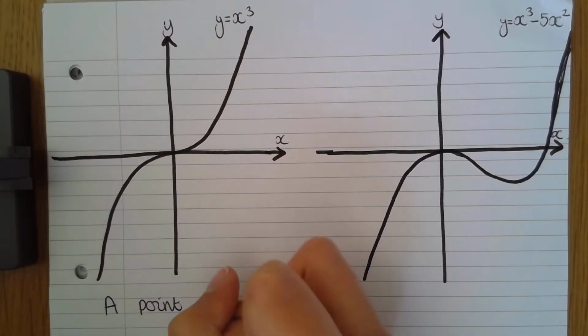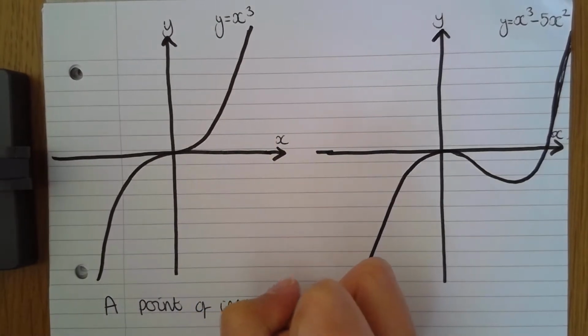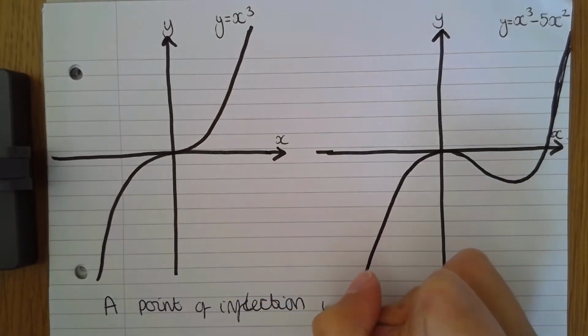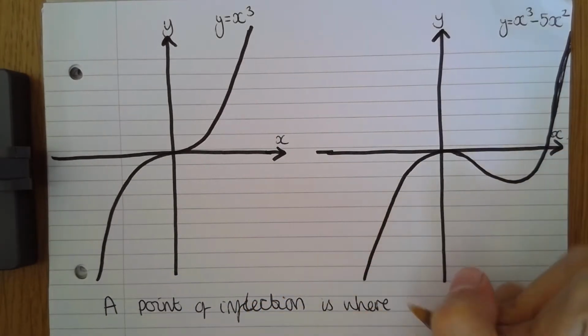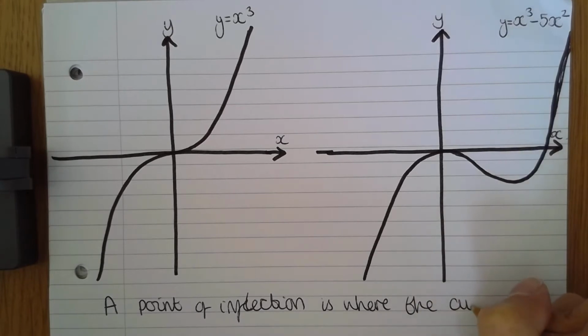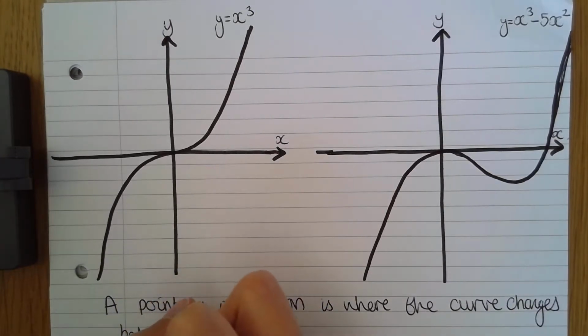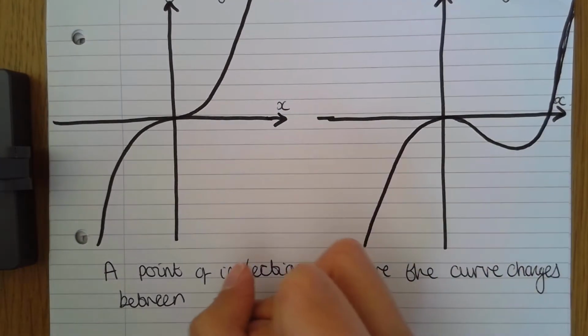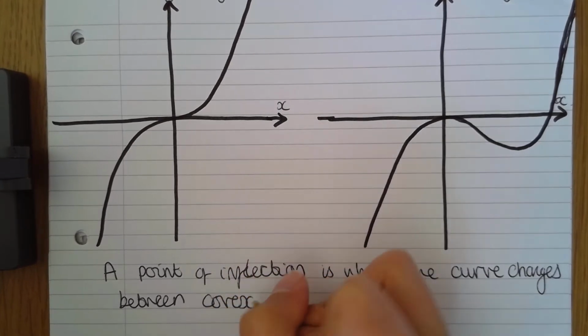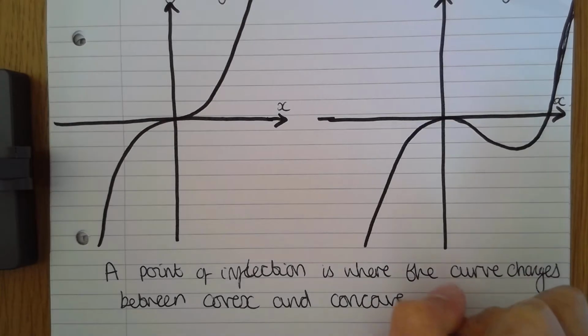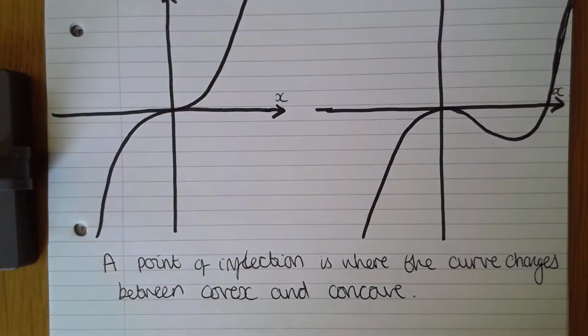So a point of inflection is where the curve changes between convex and concave. Okay, could be the other way around.